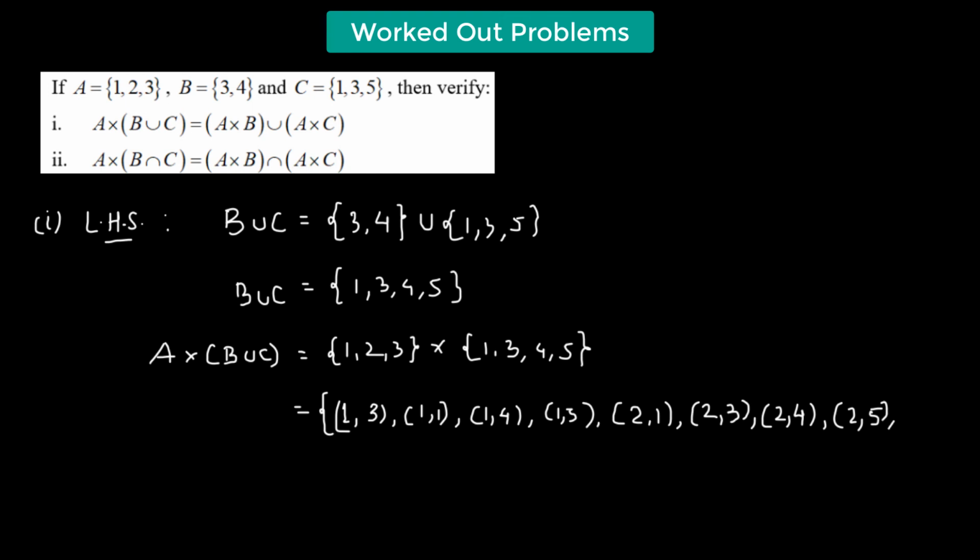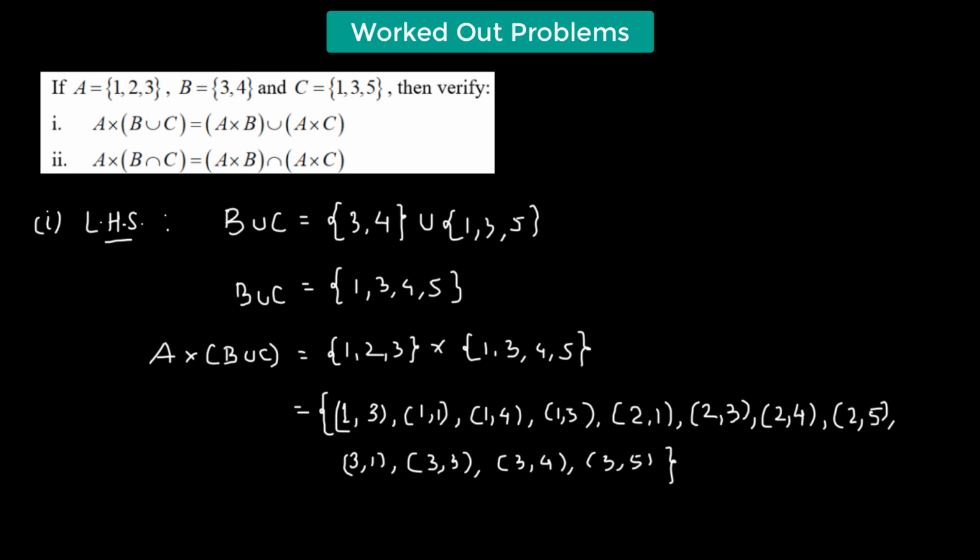And for the final element in set A, we'll have (3, 1), (3, 3), (3, 4) and (3, 5). So I've listed out all the ordered pairs. Now we move on to the right hand side. So this is the left hand side. Now we'll go to the right hand side.